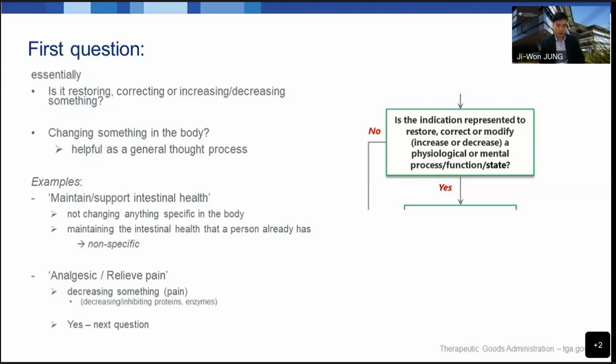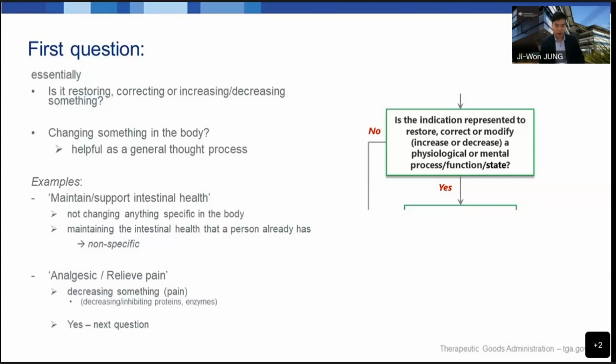So for the first example, maintain or support intestinal health. If you think about the question, is it actually changing something in the body? When you think through it, it is not changing anything specific in the body. It's actually just maintaining the intestinal health the person already has. So when you follow the arrow through on the right hand side to answer this question no, you would end up with this indication being non-specific.